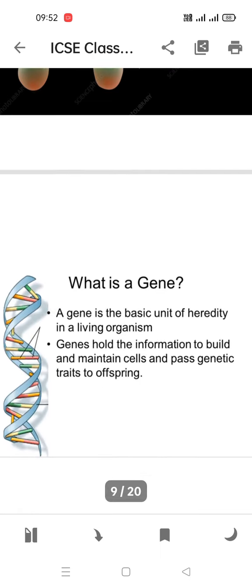Now, the gene. What is the gene? Gene is nothing but the heredity of an organism. Gene is the basic unit of heredity in a living organism. It holds the information to build and maintain cells and pass genetic traits to offspring. This is the thing which passes the character of parents to the offspring.